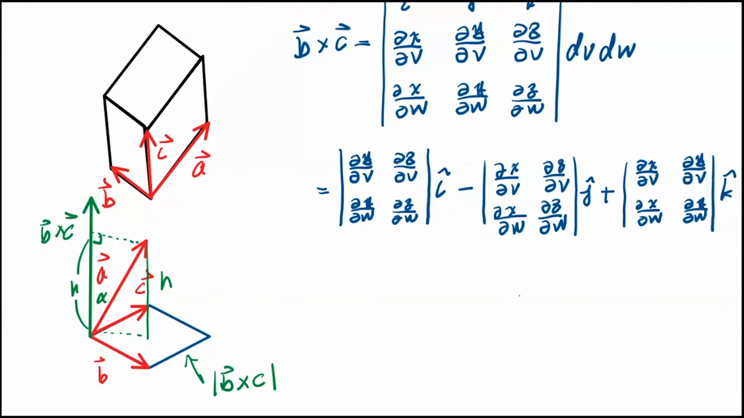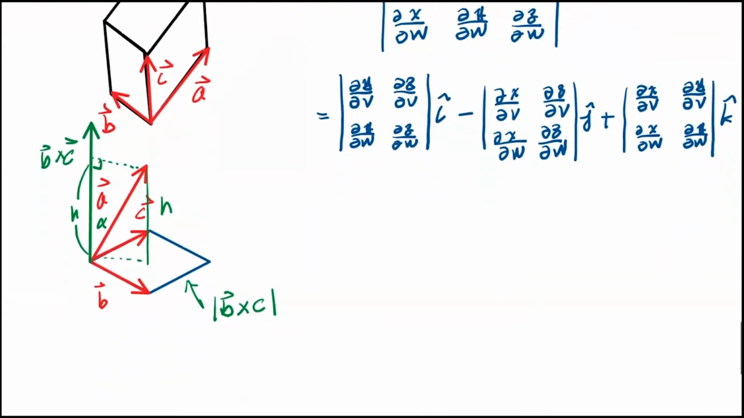Okay. Then what we have to do is this. So the volume, the volume of this, happens to be H times the magnitude of B cross C. So far with me? So far with me. But H happens to be A cosine alpha, isn't it?